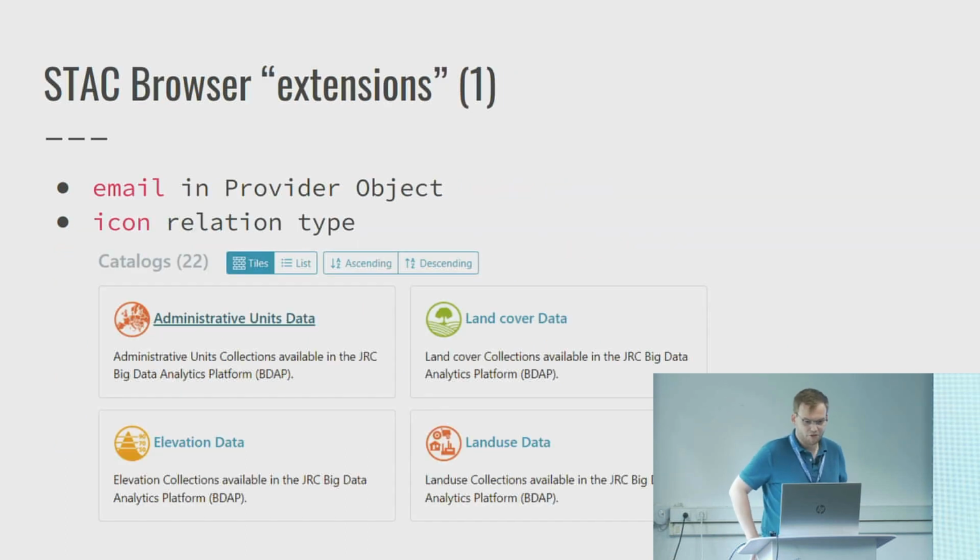There are two STAC Browser extensions, let's say. They're not really extensions, but it recognizes them if present, so that you can make a nice UI or so. There is an email field in a provider object that you can set. And there is an icon relation type for icons, so that if you have icons that are not like thumbnails, which are usually large, but if you want to just give a nicer user interface, you can add icons, for example, for each individual catalog, and then it just looks a bit nicer to users.